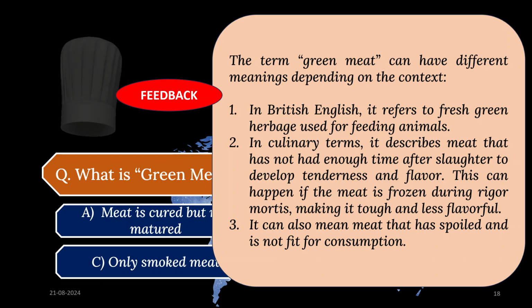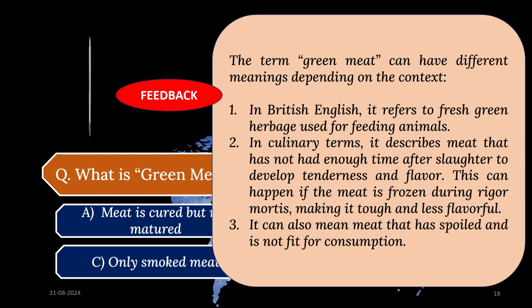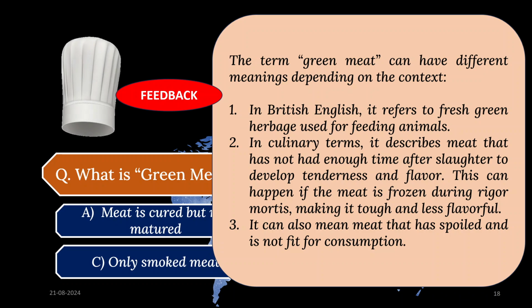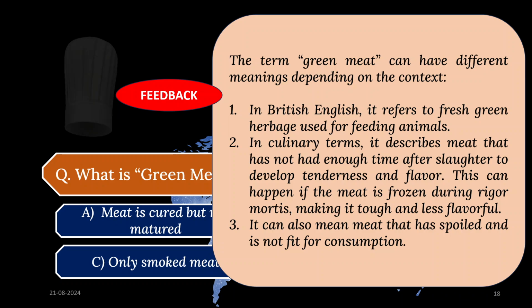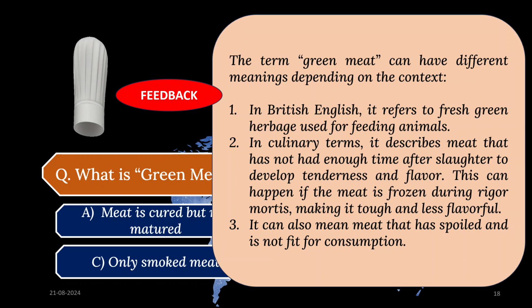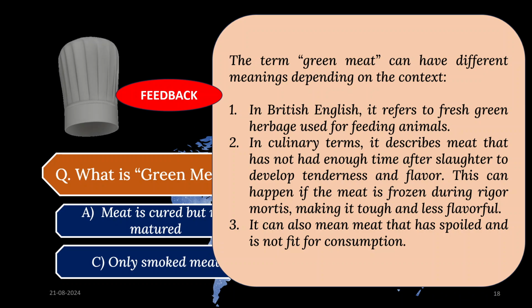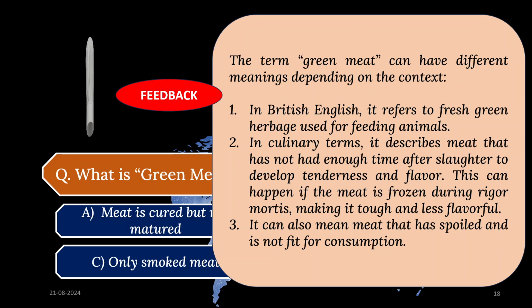Number two, in culinary terms, it describes meat that has not had enough time after slaughter to develop tenderness and flavor. This can happen if the meat is frozen during rigor mortis, making it tough and less flavorful. That is also one way it can be. That means the meat is not matured. That is known as the green meat. And also, it can mean meat that has spoiled and is not fit for consumption.